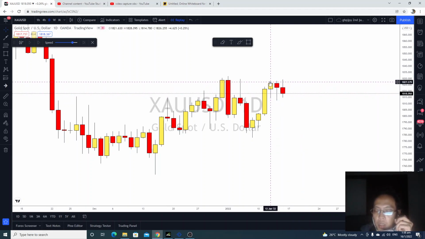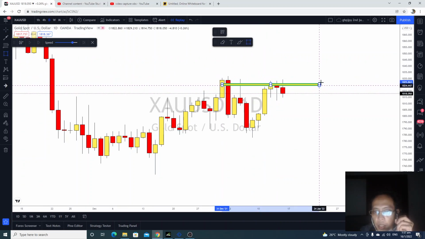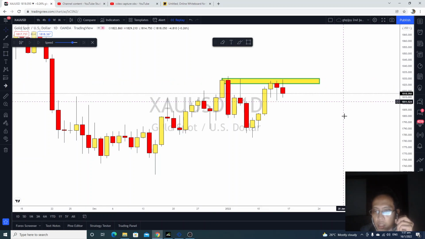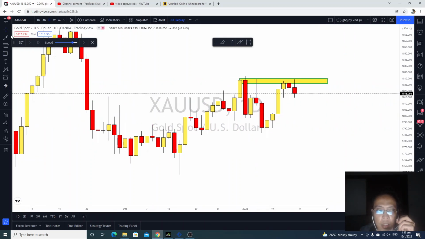So now we know that price has reached into a supply zone here. That's why it's starting to reject high prices, and the sellers have come back. But your question is, are these sellers coming back to continue this downtrend?